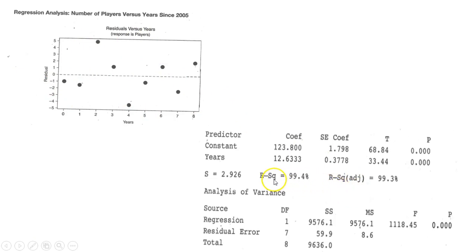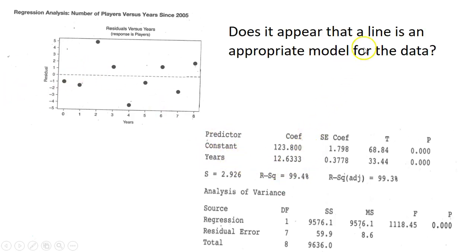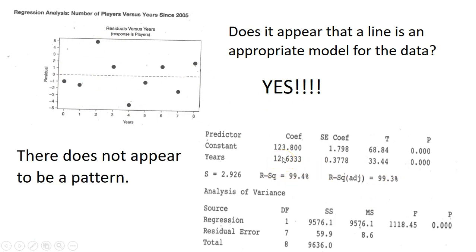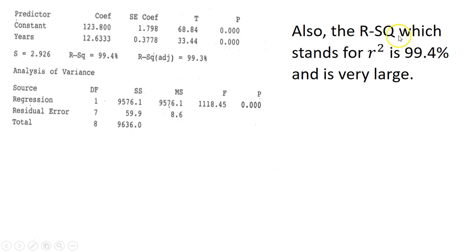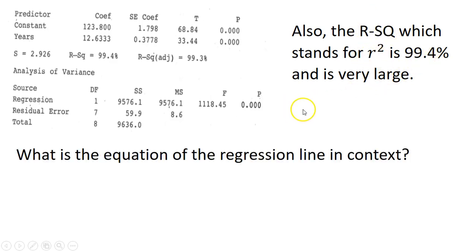And if I look at these percentages, R squared, I mean, that's not too shabby there, right? That's pretty close to 100. So this is looking pretty good. If I was to create my equation from this, does it appear that a line is an appropriate model? Yeah, right? There's no pattern there at all, and R squared is pretty close to 99%. So there does not appear to be a pattern when I look at that. R squared is 99.4, and it's basically almost 100%.